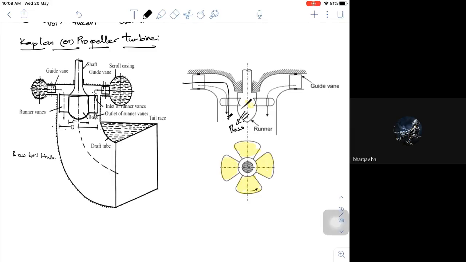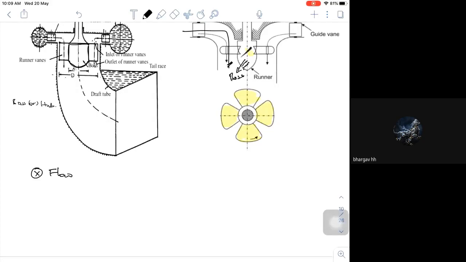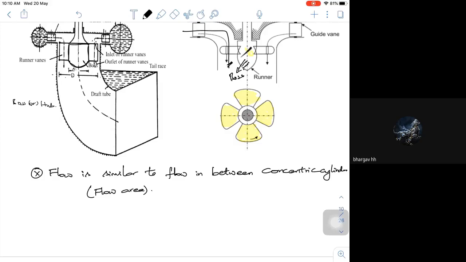So let me write that here the flow is similar to flow in between concentric cylinders, and that is your flow area, which will be used for calculation of your discharge.